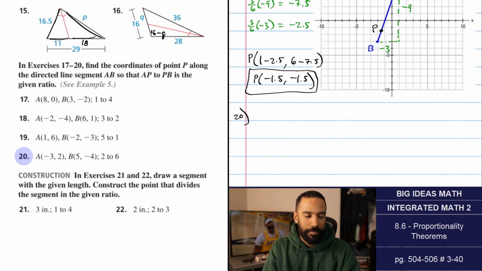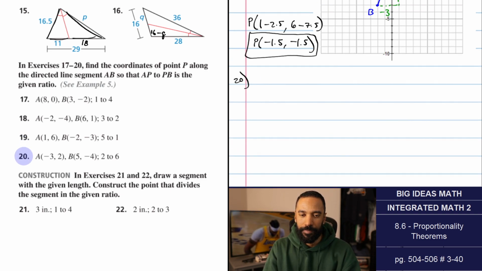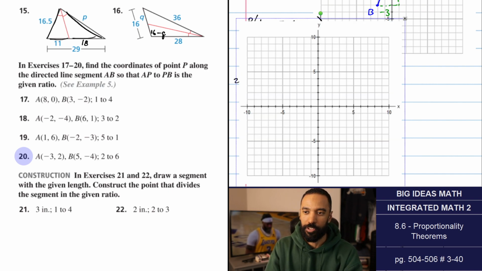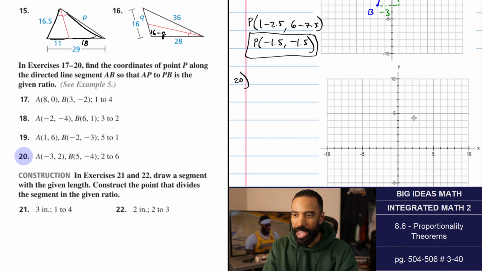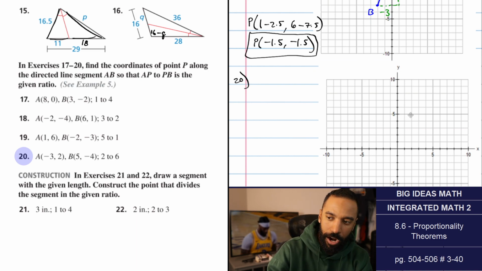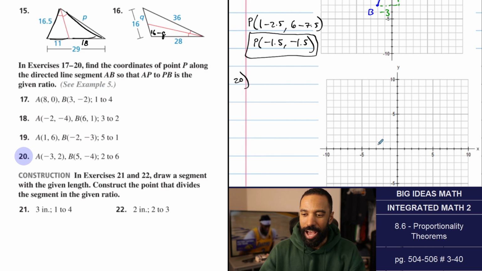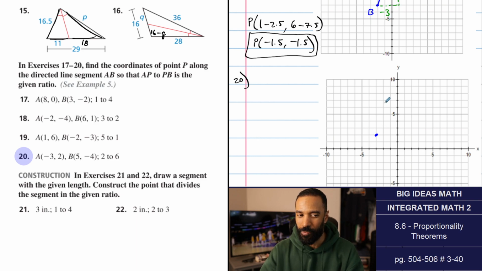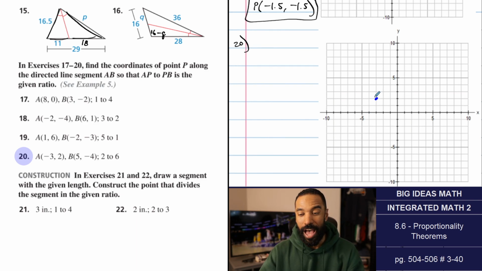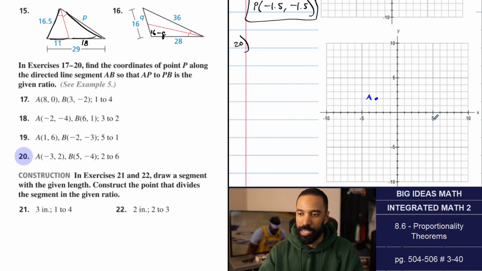All right, number 20. A, oh, this is interesting. Let me first copy paste this. A and B are at these places, but look at the ratio, say 2 to 6. I mean, what is 2 to 6 if not just 1 to 3? I wonder if there's a reason why they ask us to use 2 to 6 instead. I don't see one, so I'm going to be changing that. B is at 5, -4. Not changing it, but reducing it.